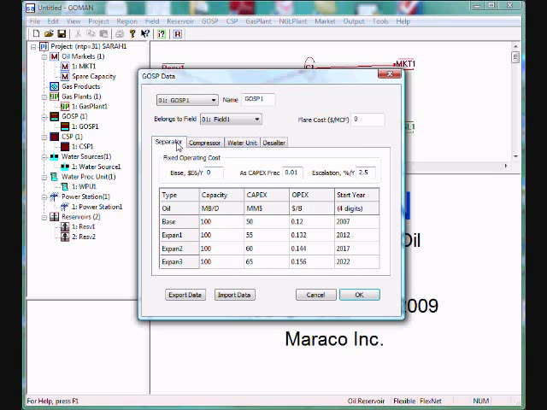we can define the capacity for the base up to 3 expansions, the capex and the opex, and the starting year for each of these expansions. So for example, we'll start the base expansion in year 2009 to match the reservoir production. And we can also define a fixed operating cost, which is not related to the amount of oil or hydrocarbons being produced.